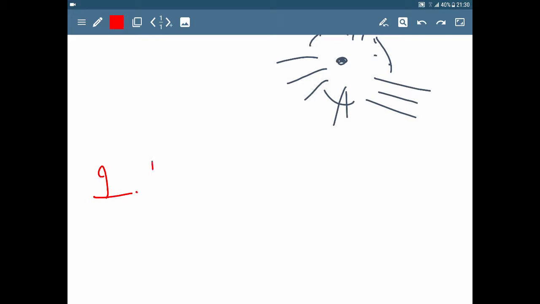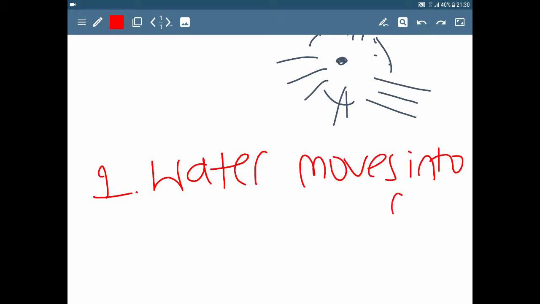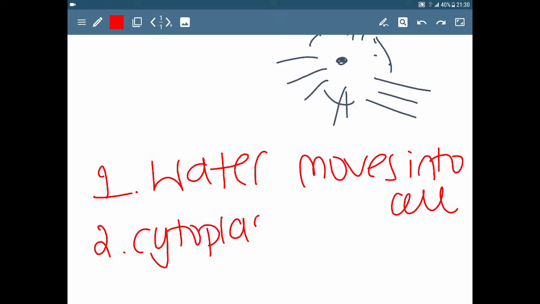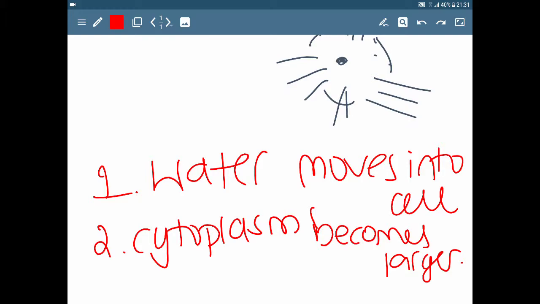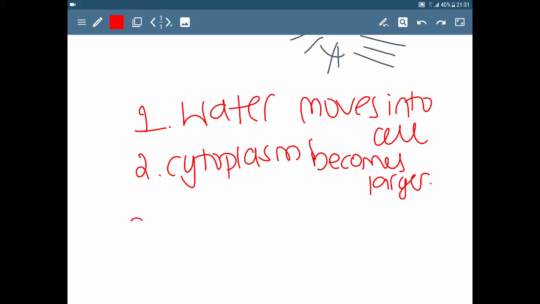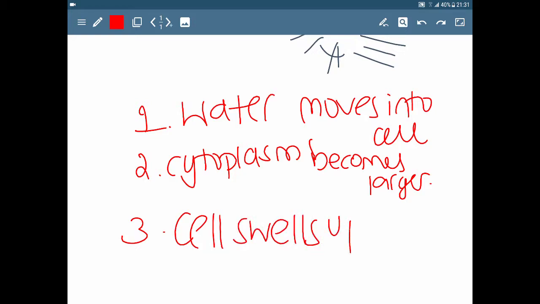Number 1, water moves into the cell. Number 2, the cytoplasm becomes larger or enlarges. The cell swells up and eventually bursts.